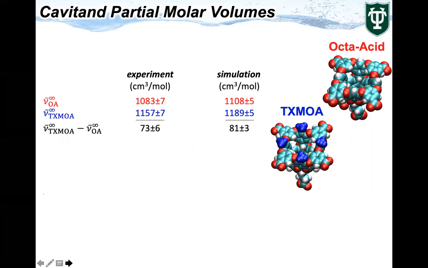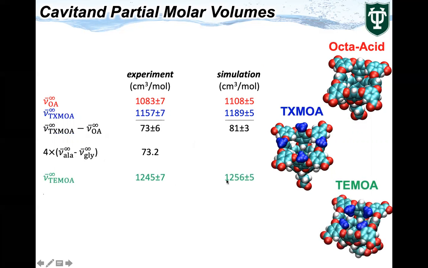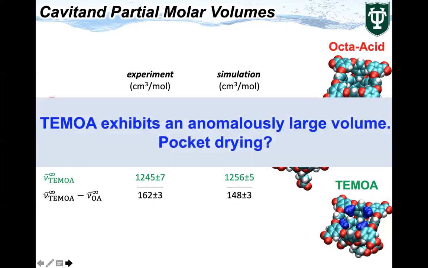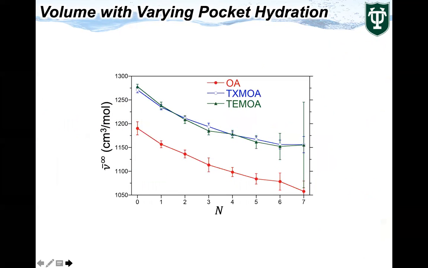mole greater. And if we ask what that comes from, it actually just comes from the methyl groups, because if we look at the difference in the molar volume of alanine versus glycine, the amino acid, that is the partial molar volume of a single methyl group. Multiply that by 4. What we see is that this partial molar volume is basically that associated with the methyl groups. But when we go to tetraendomethyl octaacid, what we find is that these volumes are considerably greater and so much more than the 73 that we get an anomalously large volume that we could attribute to drying of that hydrophobic pocket. And you may ask, well, is that really drying?